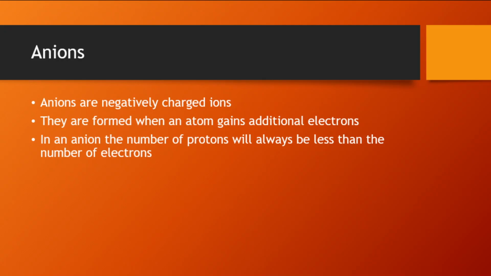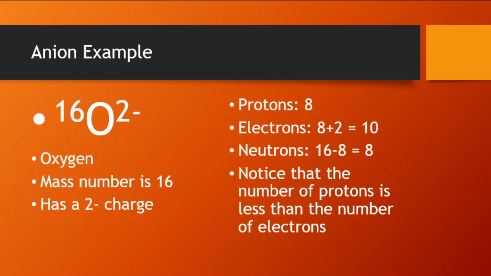Notice the difference here between cations and anions. Anions have less protons than electrons, okay? Let's look at our example of what that would look like, okay? And so what I've given you guys here is an anion of oxygen. Again, on the left, you've got your 16, that's your mass number. You've got your element symbol O, which is letting us know that we have oxygen. And then here's our superscript with our charge. It's got a 2 and a minus sign. So that minus sign is letting us know that it's negatively charged.